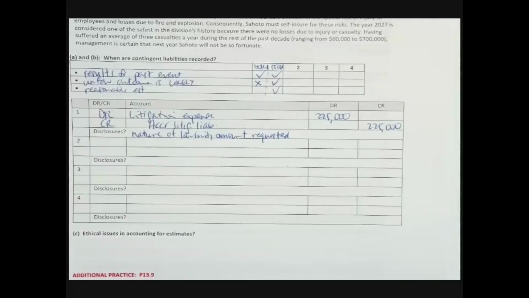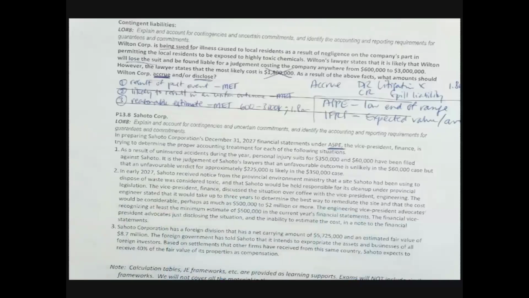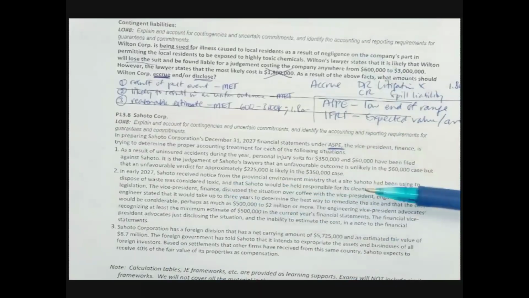Okay, let's look at the second one. In early 2027, Cehodo received notice from the Environment Ministry that a site they'd been using to dispose of waste was considered toxic, and they're going to have to clean it up.